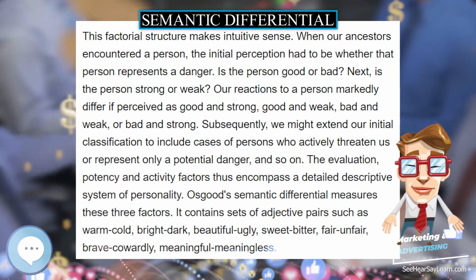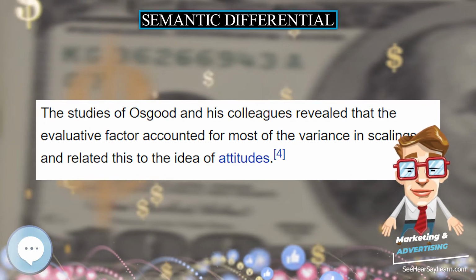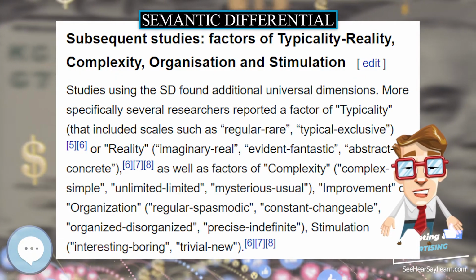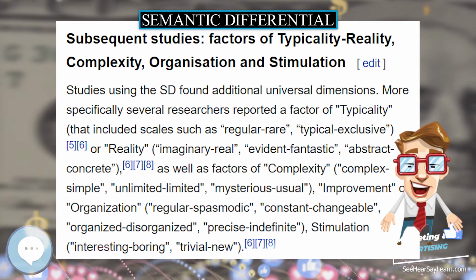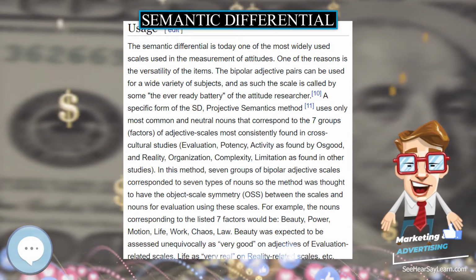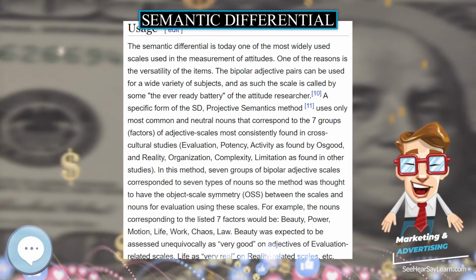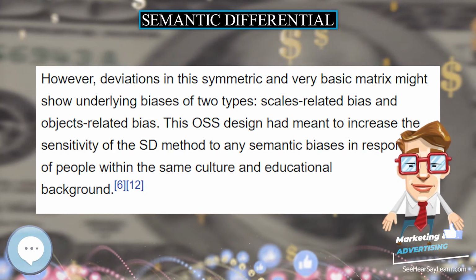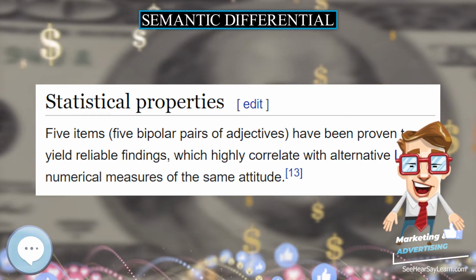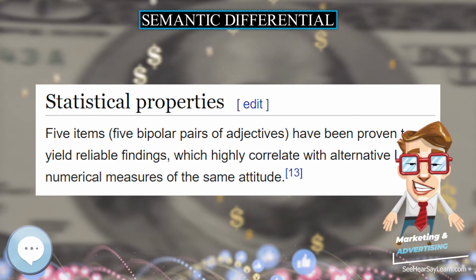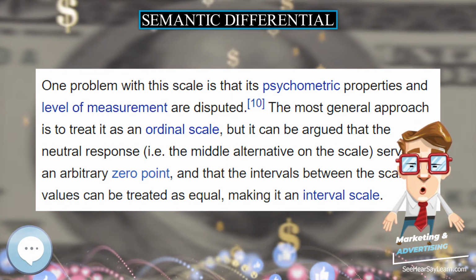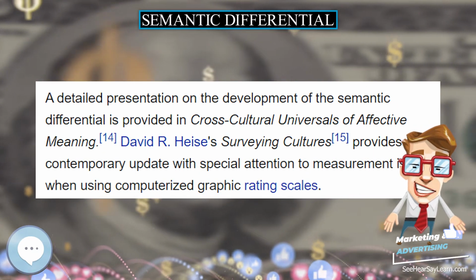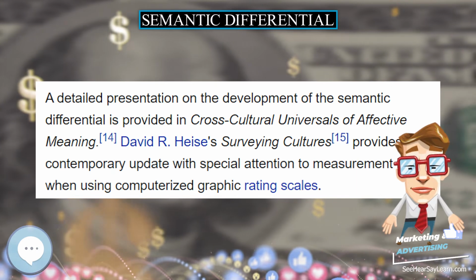Factors of evaluation, potency, and activity. Osgood and his colleagues performed a factor analysis of large collections of semantic differential scales and found three recurring attitudes that people use to evaluate words and phrases: evaluation, potency, and activity. Evaluation loads highest on the adjective pair good-bad. The strong-weak adjective pair defines the potency factor. Adjective pair active-passive defines the activity factor. These three dimensions of affective meaning were found to be cross-cultural universals in a study of dozens of cultures.